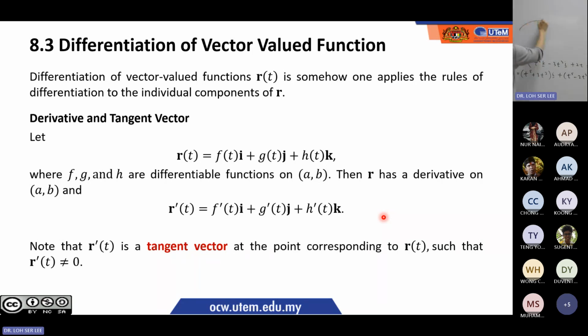Let's say this is your R of t. At a specific point, you have an R prime of t. Okay, this is your tangent vector. R prime is your tangent vector.